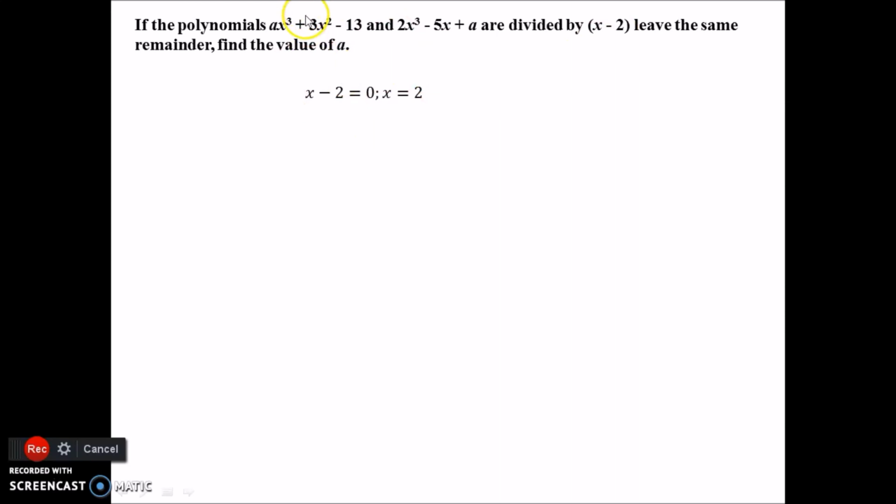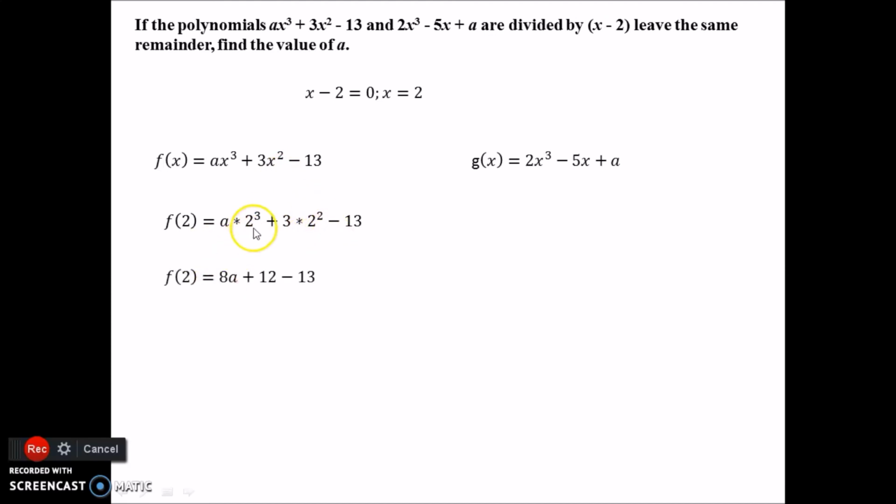So now I am considering both these polynomials as f of x and g of x. F of x is equal to ax to the power of 3 plus 3x square minus 13, and g of x is equal to 2x to the power of 3 minus 5x plus a. Now by substituting 2 in this f of x and g of x, I will get the remainders of both these polynomials when they are divided with this divisor x minus 2. Now f of 2 is equal to a into 2 to the power of 3 plus 3 into 2 square minus 13, which is 2 to the power of 3 is 8, 8 into a is 8a, plus 3 into 4 gives me 12, and minus 13, which is 8a minus 1. So by dividing this f of x with x minus 2, we will get a remainder as 8a minus 1.